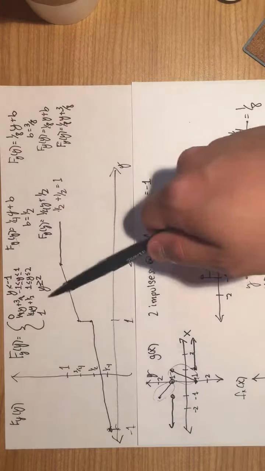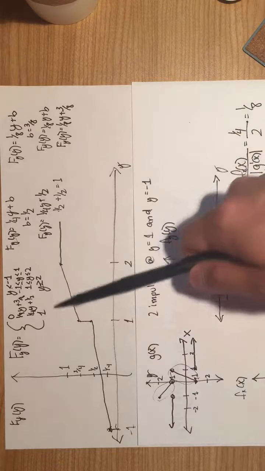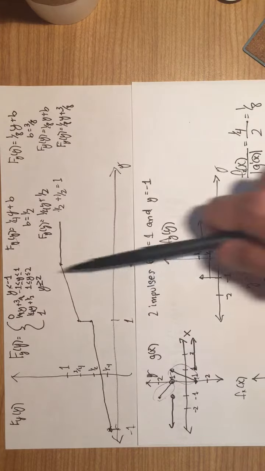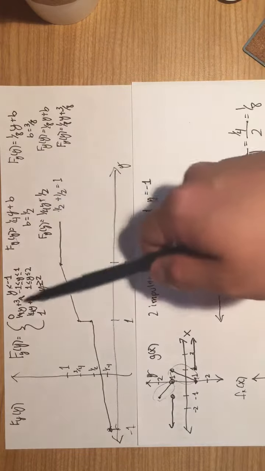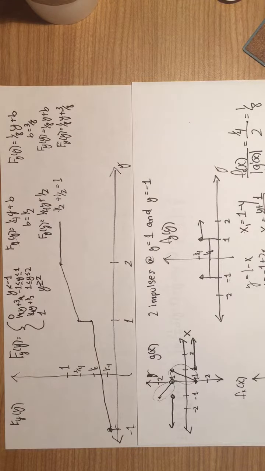And then here's a little sum up. It's 0 when y is less than -1, and 1 when y is greater than or equal to 2. Everything in between are the equations of the lines: between -1 and 1, big F of y equals 1/8 y plus 3/8, and between 1 and 2, big F of y equals 1/4 y plus 1/2. Now I want to show you how to find the expected value.